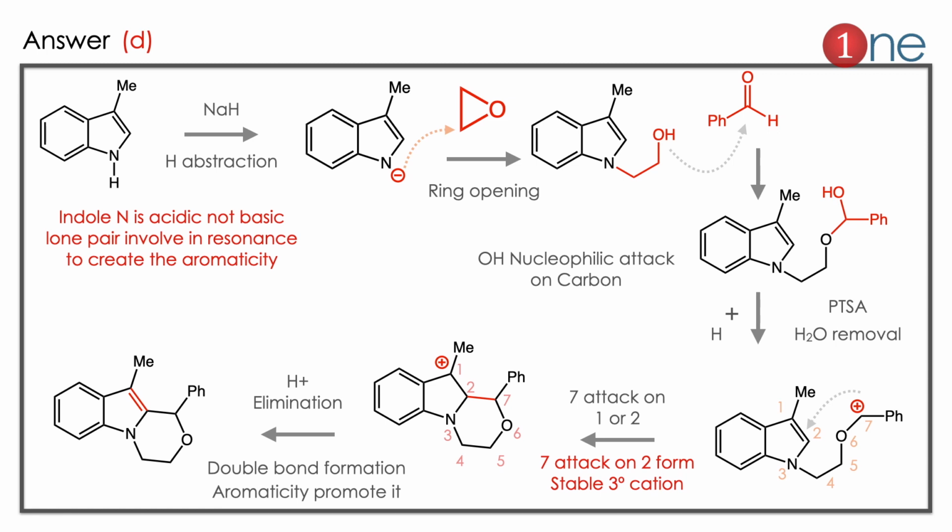So the cation is also there. To create the aromaticity, it loses the hydrogen and creates the stable double bond. So the double bond creates aromaticity. Here you are learning many things. One is that the nitrogen in the indole is acidic, and the stability of the cation. The competition of elimination versus substitution is favored by aromaticity. Only elimination is favored.